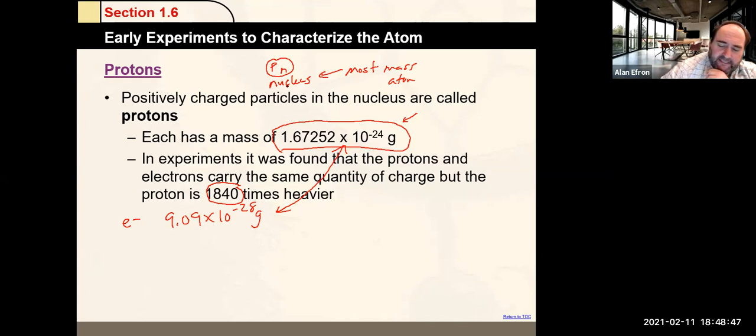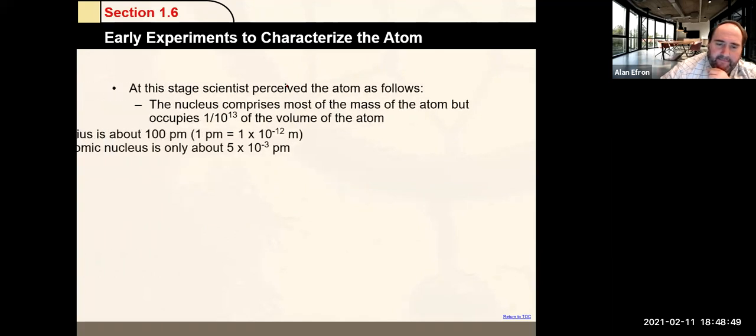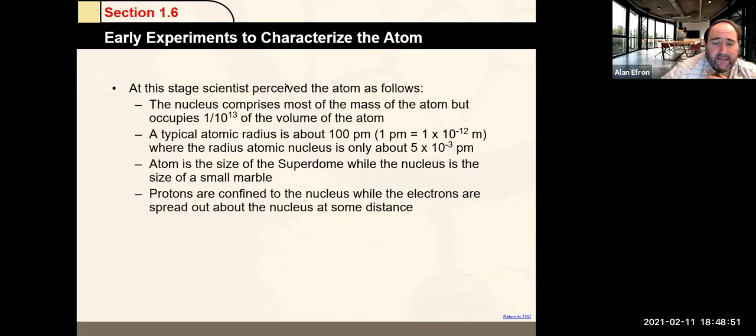At this stage of the game, a couple of things about the atom. Again, the nucleus is most of the mass, but it's a very small volume. Like in a football stadium, on the 50-yard line is like a marble or something like that. That's the idea of the nucleus relationship.